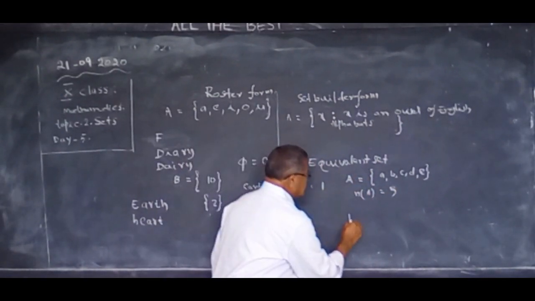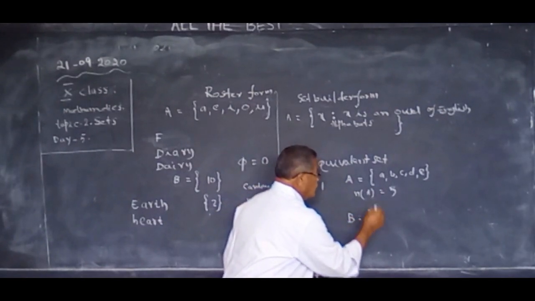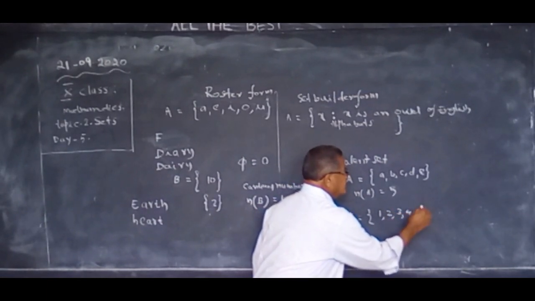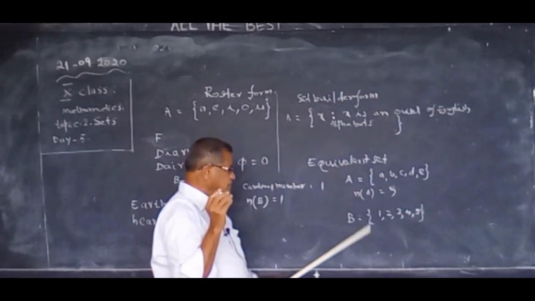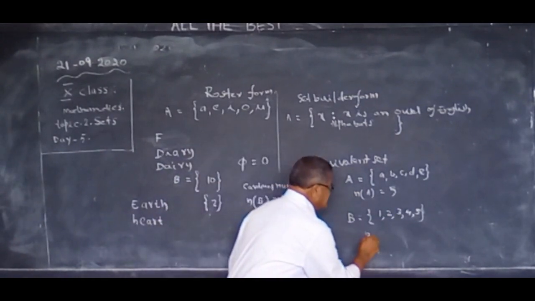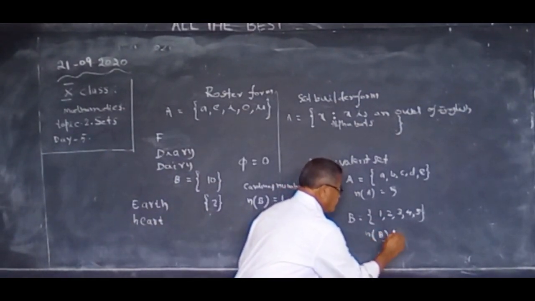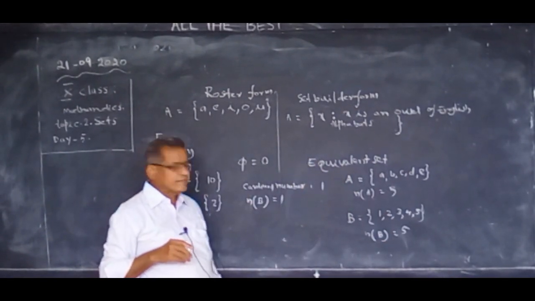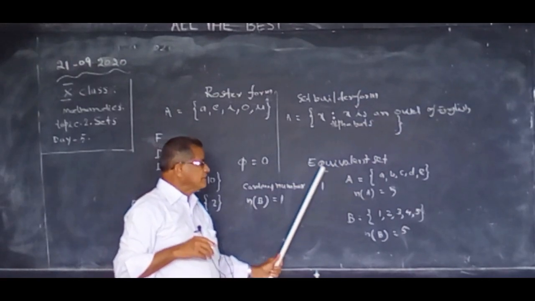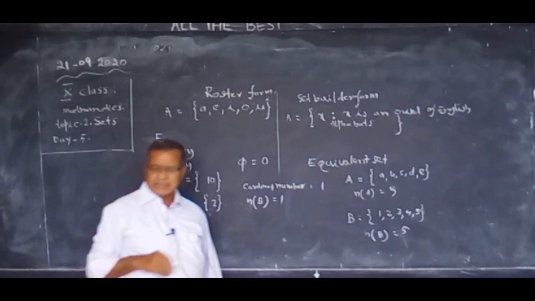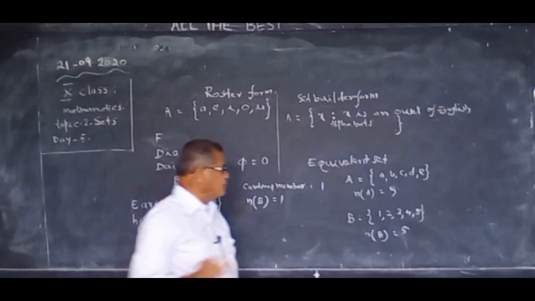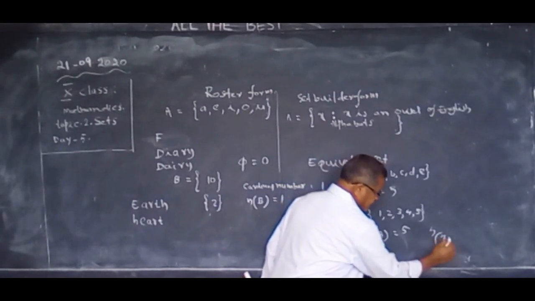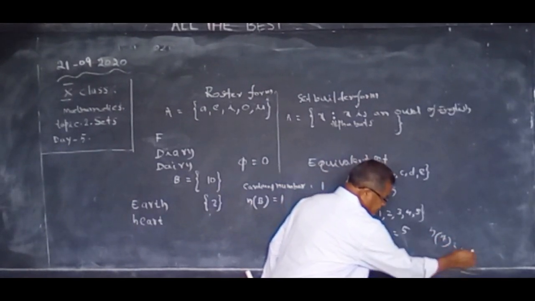Take another set B: 1, 2, 3, 4, 5. So here the number of elements is 5. Set B contains 5 elements. So equivalent means here the cardinal number is the same. n of A equals n of B.